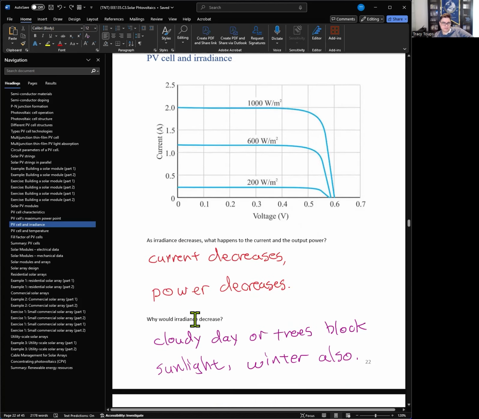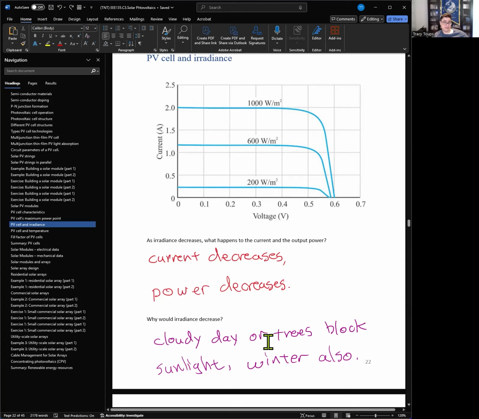Okay. Why would irradiance decrease? Cloudy days. Your trees can block the sunlight. So maybe in the morning, like 10 a.m., the way the sun hits your property, there's a tree that blocks the sunlight to the solar panel, right? So that kind of messes things up. You can have some low irradiance, right?